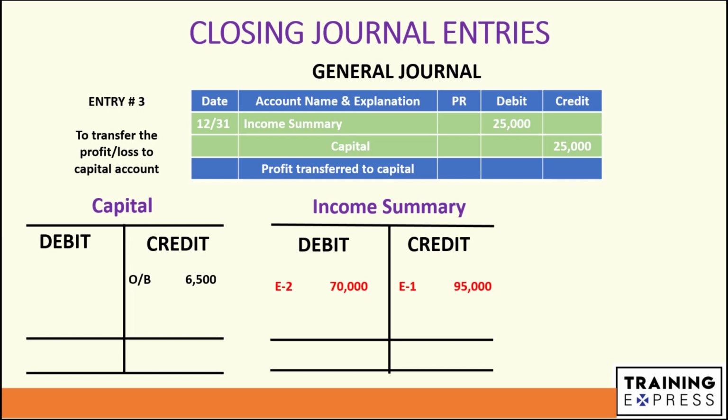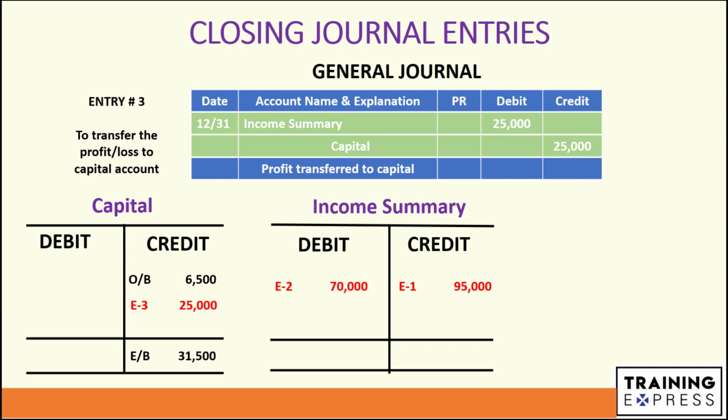Now this is the time to post. So look at these two T accounts, capital and income summary. Capital account has got an opening balance of $6,500. And now we will post this transaction here. So capital account will be credited by $25,000. And by the end of this transaction, our capital ending balance so far is $31,500.